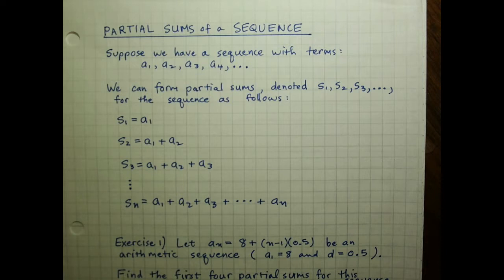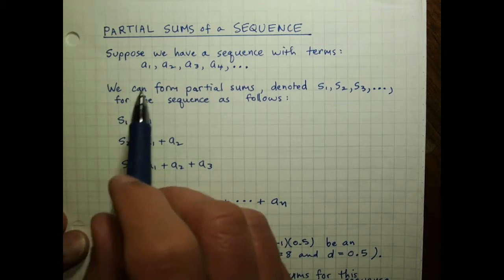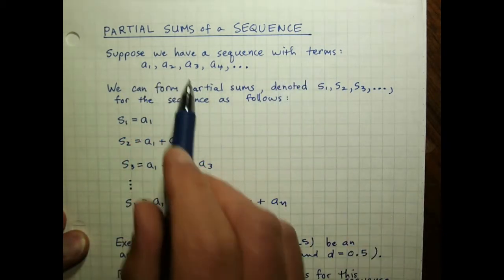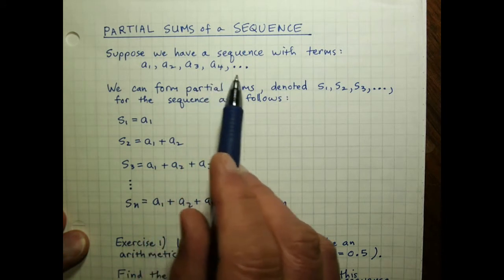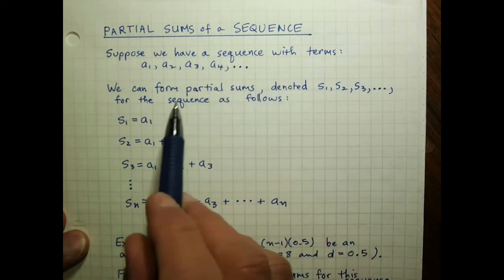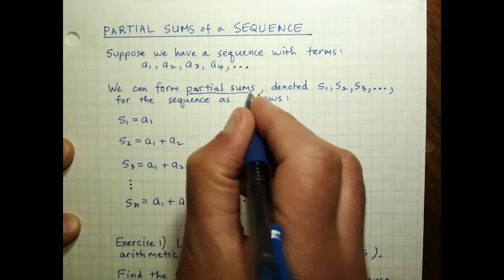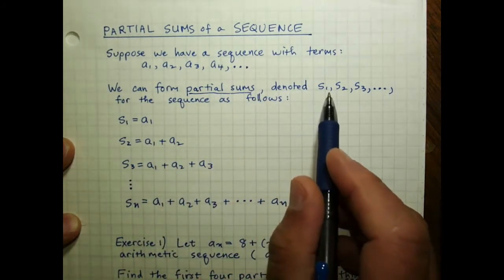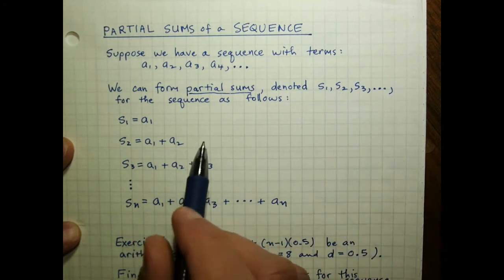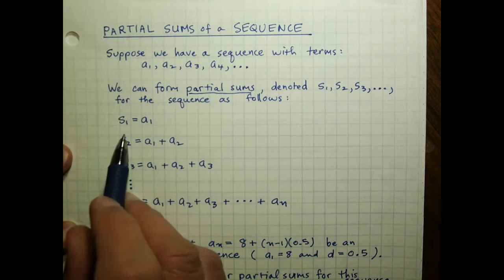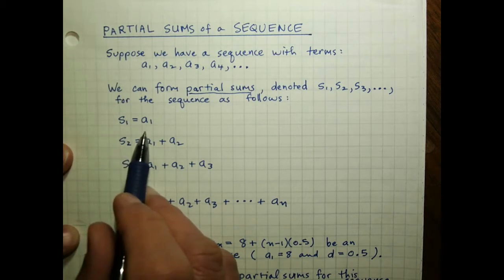Now we're going to talk about what are called partial sums of a sequence. We're going back to sequences here. So suppose we have a sequence with the terms A1, A2, A3, A4, and so on. We can form what are called partial sums, denoted S1, S2, S3, and so on, for the sequence as follows. S1 is just the same thing as A1.